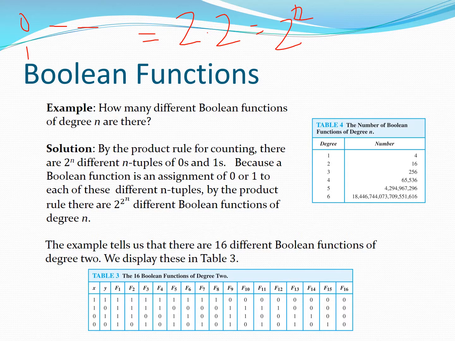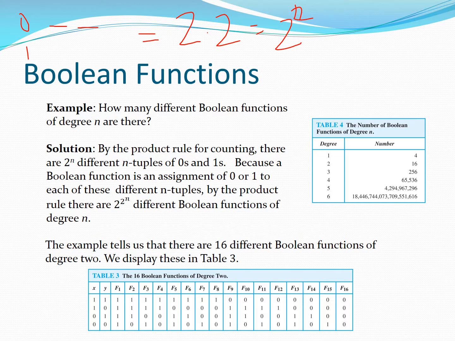Now, it's the same way if you have n tuples. So this is when you had a 2 tuple, the number of different possible tuples is 2 to the 2. You can think of it as generalizing. If you had n places, how many different n tuples would you get? It's going to be 2 times 2 times 2, and so on n times. So that's going to be 2 to the n different n tuples.